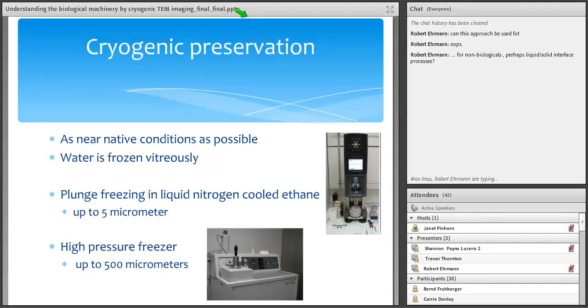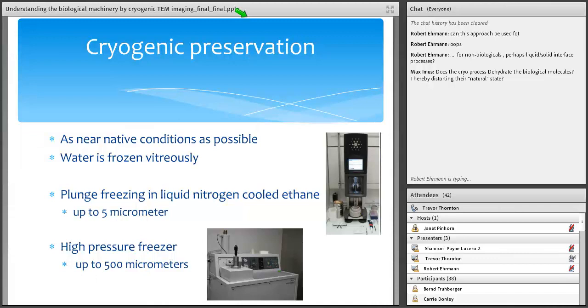We can plunge this into liquid nitrogen or cooled ethane, but that will only freeze up to about 5 micrometers vitreously. If we want to go for larger, thicker volumes, we have to use a high-pressure freezer to get up to about 500 micrometers. So, Dwight, this is very different to your average chest freezer in your kitchen at home, right? What are we looking at here? Yeah, so when we freeze in ethane, we're cooling the ethane with liquid nitrogen, and the ethane, which is normally a gas, forms a liquid.